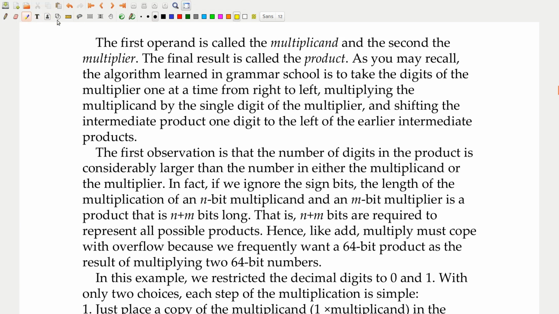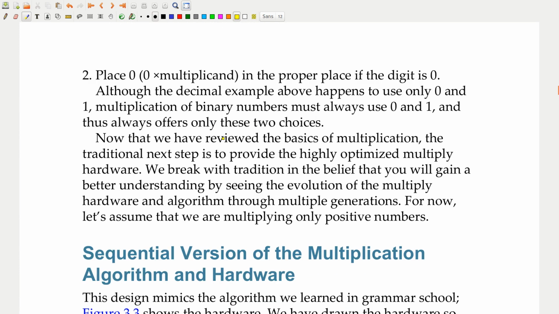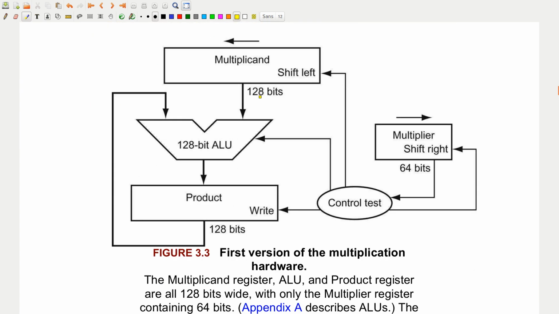Okay, so let's continue on. The first operand is called the multiplicand, and the second the multiplier. The final result is called the product. We can skip most of it, as I think we know this. So let's look at a sequential version of this multiplication in hardware. This will be a very, very simple multiplier. In reality, we can design much faster ones, but we'll leave that to a different stream. So let's see what happens.